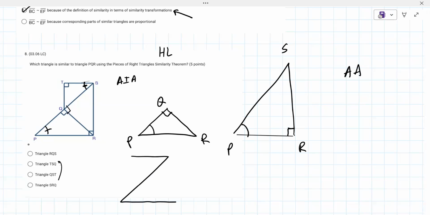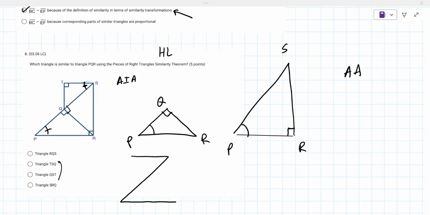TSQ, the answer is QST. We just gotta get the order right. So PQR. So the middle one has to be the right angle. And that's not the case in any of these. All right. Look at this triangle up here.